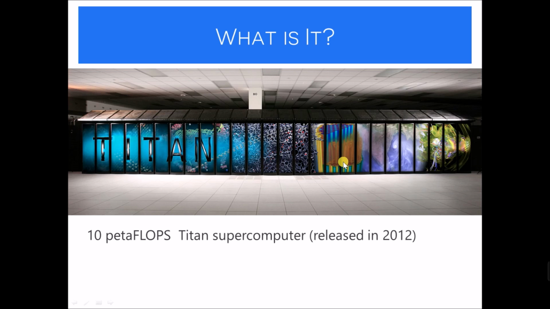So this particular supercomputer could do 10 petaflops. It was released in 2012, when it was one of the fastest computers. And a petaflop basically is 10 to the power 15 floating point operations per second. So you need this kind of horsepower if you have these demanding applications. I'm going to show you some of them in the next slide.